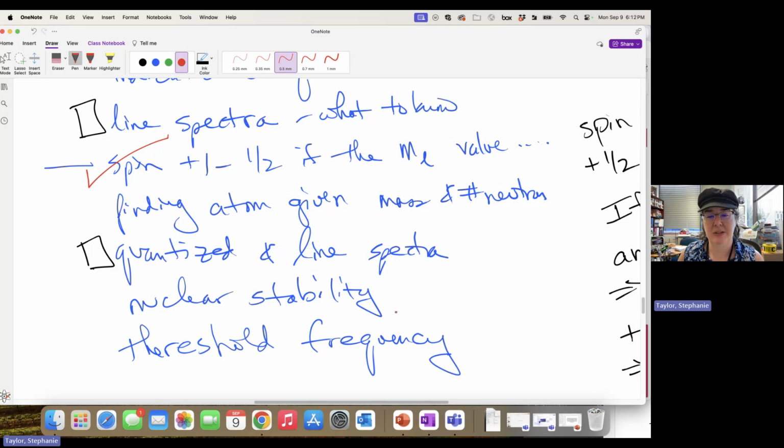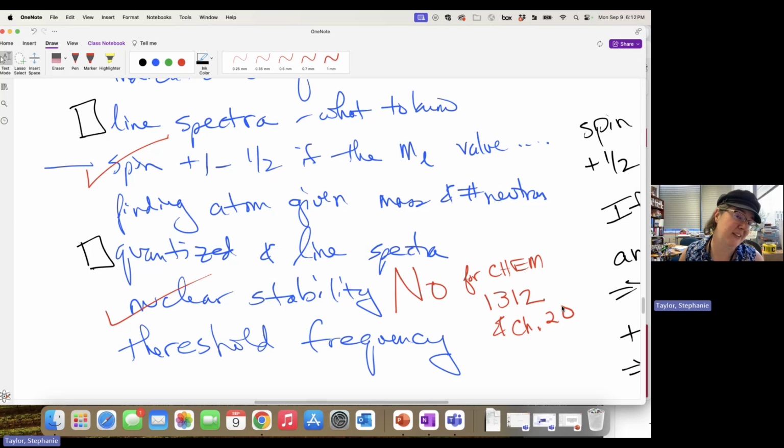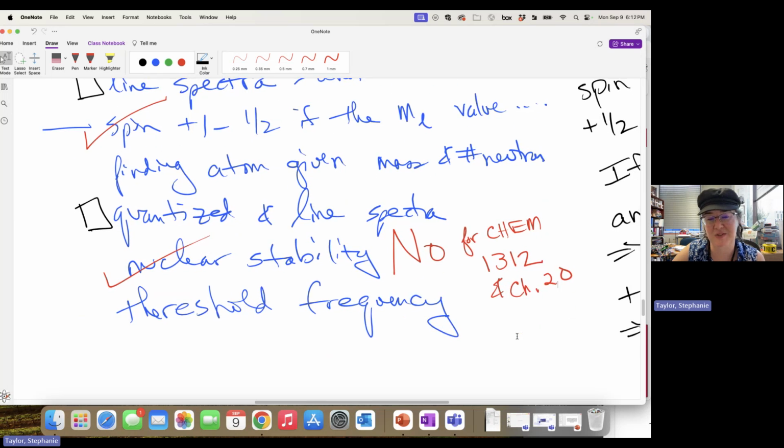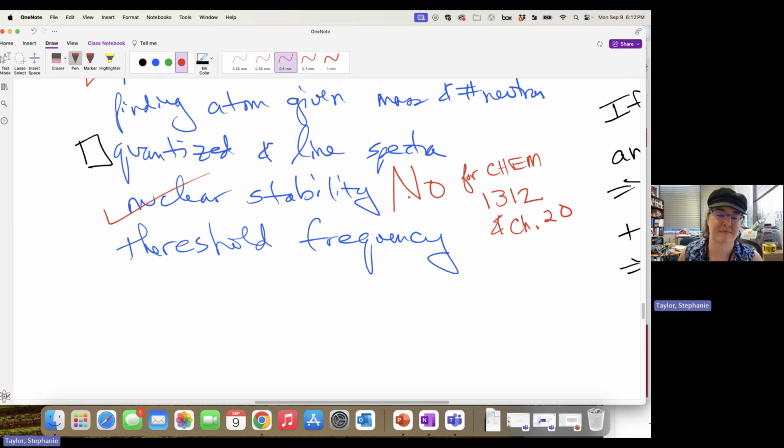Do we need to know nuclear stability? No. We save nuclear stability for Chem 1312, which I know sounds really weird, but we save it for nuclear chemistry, which is chapter 20. I actually think it's super fun, by the way, but we don't do it in Gen Chem 1, we do it in Gen Chem 2. So, not on the exam.